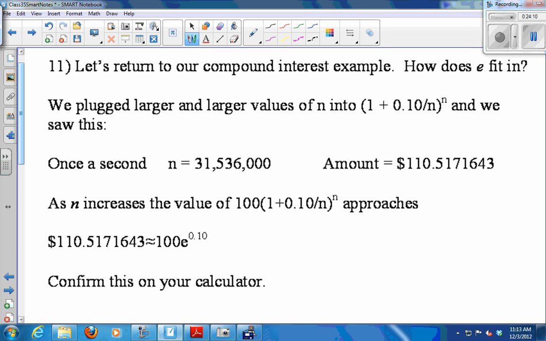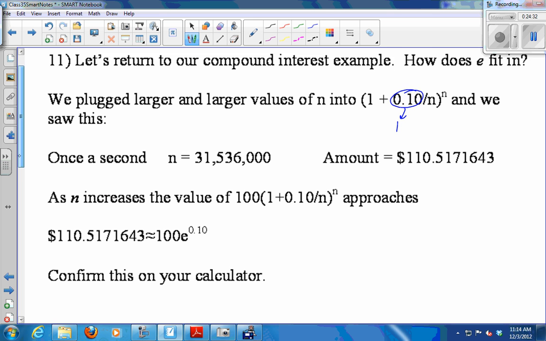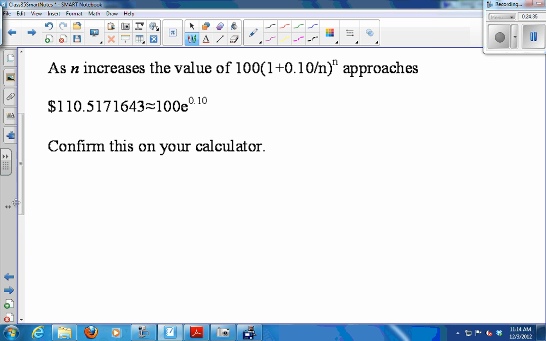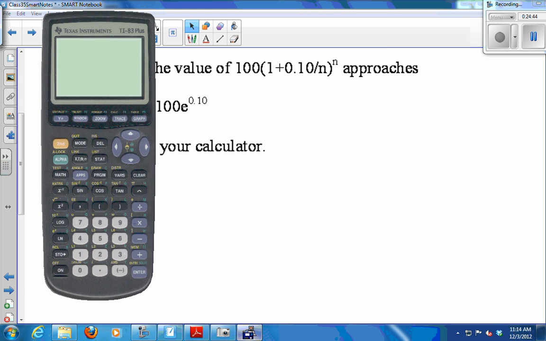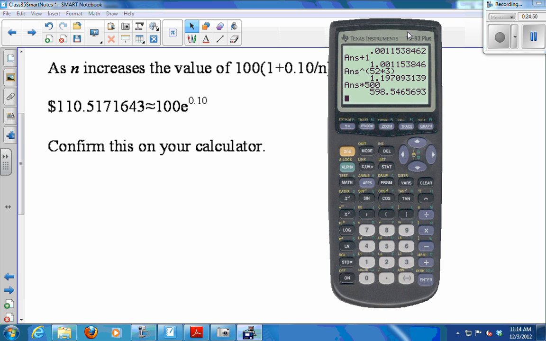All right, so I'm going to go back to my compound interest example. How do we fit in e? So we plugged larger and larger values of n into this expression. And the only difference between this expression and the one that goes to e is that this is a 0.1 instead of a 1, right? So as n increases, the value of 100 times (1 plus 0.1 over n) to the n approaches 100 e to the 0.1. So let's just check it on our calculator. 100 e to the 0.1 should come out approximately to what I got when I compounded the interest like every second.